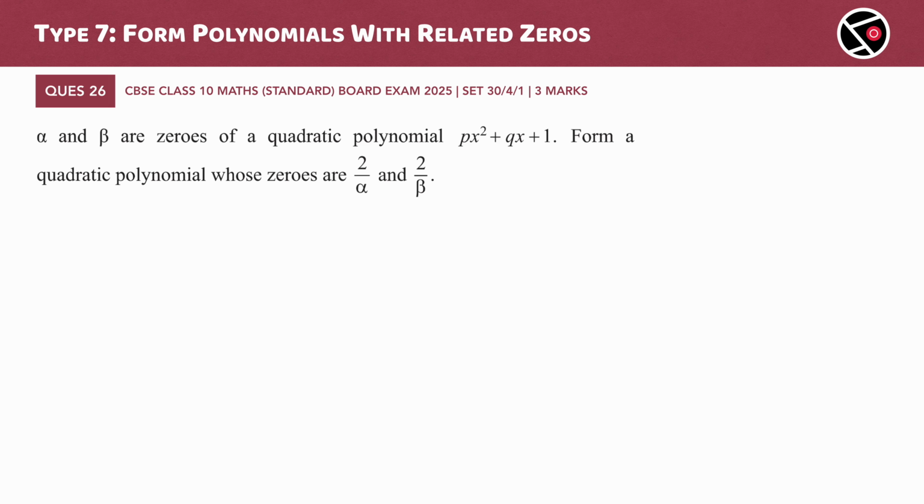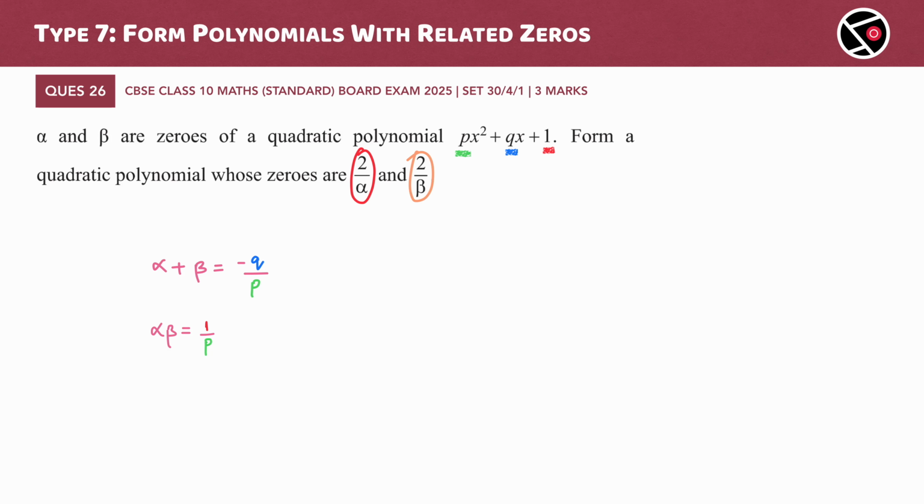Alright, we start with the given polynomial. The sum of zeros, alpha plus beta, is minus coefficient of x, which is q, over coefficient of x square, p. Alpha times beta is constant term 1 over coefficient of x square, which is p. Now, zeros of the second polynomial are 2 over alpha and 2 over beta.